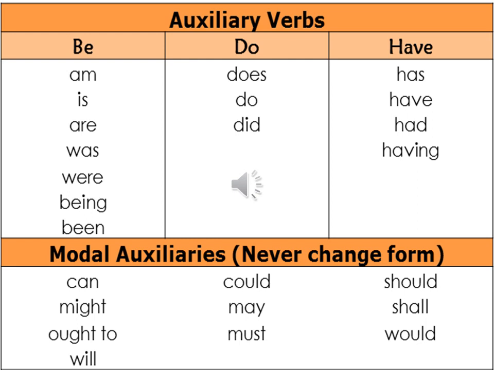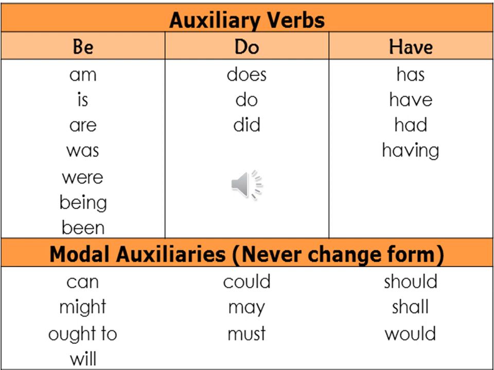Second auxiliary is do. If the sentence is in present tense, then we will use do or does as per our subject. With the subjects he, she, it and singulars, we will use does. With the subjects I, you, we, they and plurals, we will use do. If the sentence is in past tense, then we will be using did.